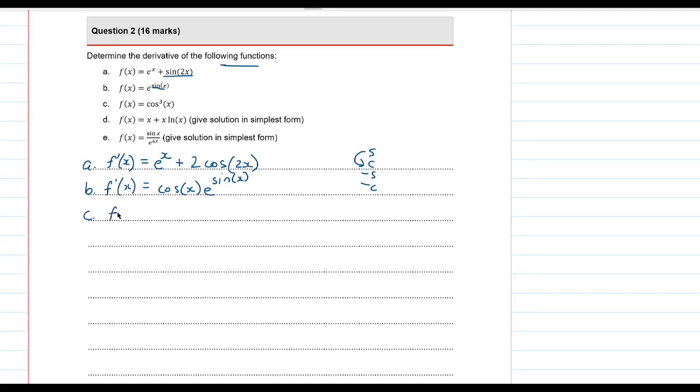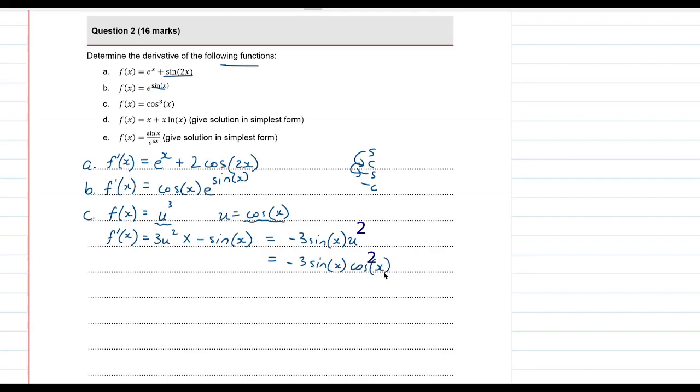We can use the chain rule, so our f of x is u cubed if we let u be cos x. So the derivative is going to be this differentiated, which is 3u squared, times u differentiated. So cos x differentiates to negative sine x. Just negative 3 sine x times u. And we can replace u back with what it originally was, which is cos x. So we're going to have negative 3 sine x cos x.